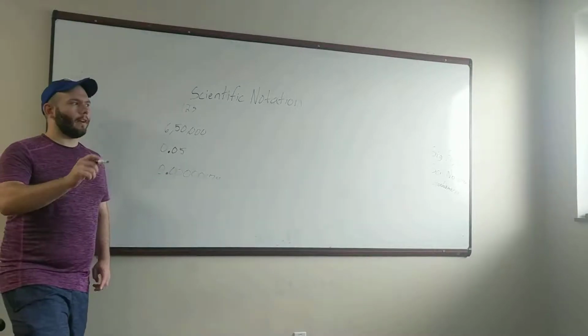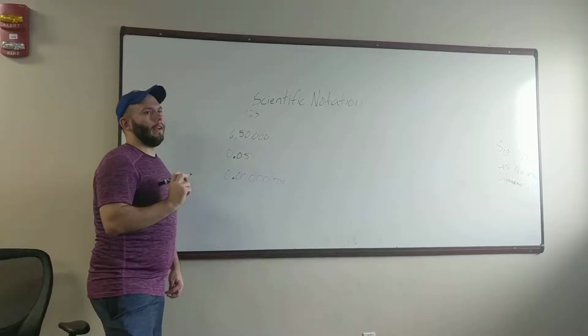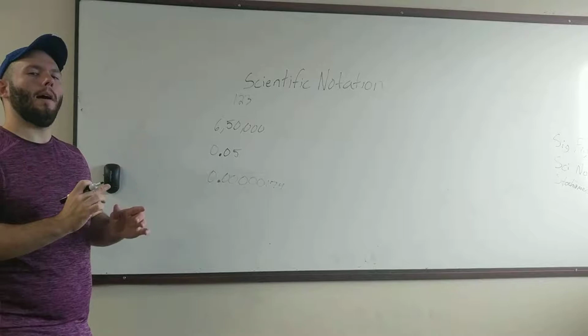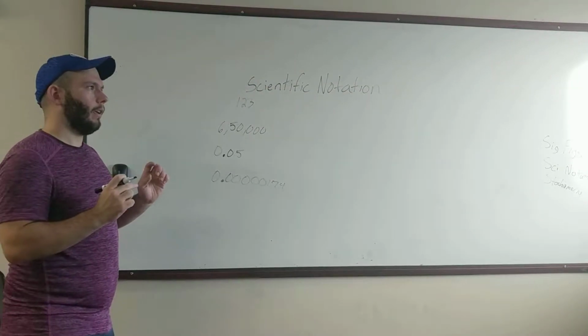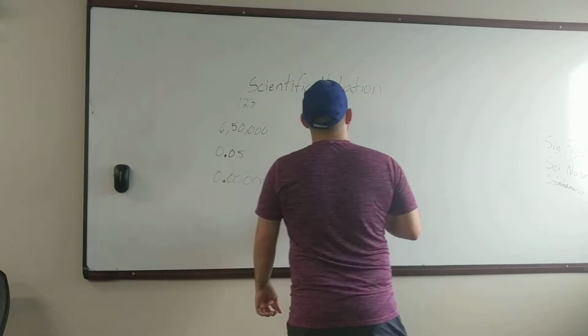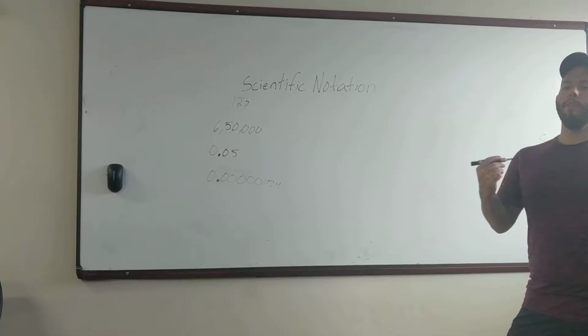Hey guys, so today we're going to talk about scientific notation. Scientific notation is just a way to write big numbers in a much more compact way. So, what is scientific notation? Well, scientific notation is expressing numbers in terms of powers of 10.